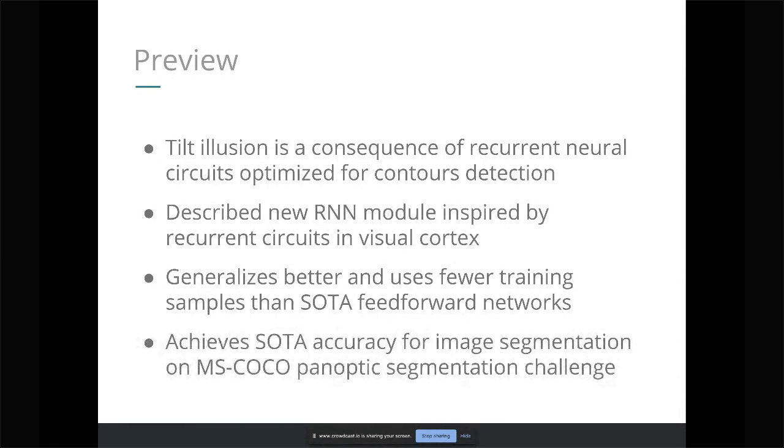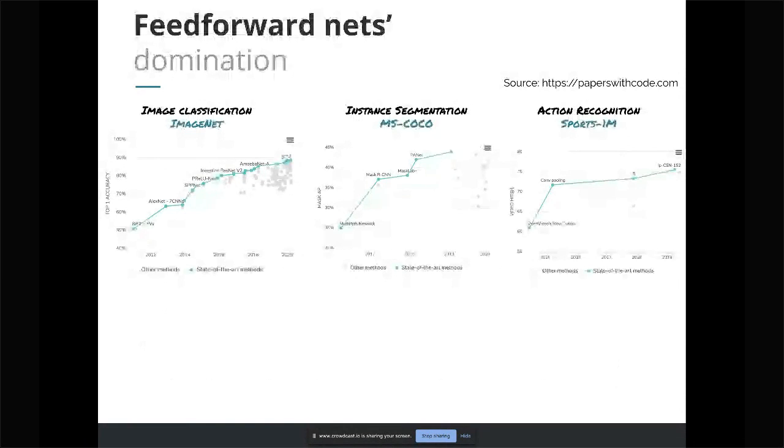And then I'll conclude briefly by showing you that on one of the current main challenges in computer vision, which is called the Microsoft COCO Panoptic Segmentation Challenge, we're able to actually outperform the state-of-the-art with this recurrent neural network approach. So just to give you some context for why our focus on recurrent neural networks, if you look at the state-of-the-art in computer vision, whether this is image classification, image segmentation, or action recognition, the progress has been steady for the past several years, but the state-of-the-art is still dominated today by feed-forward neural networks.